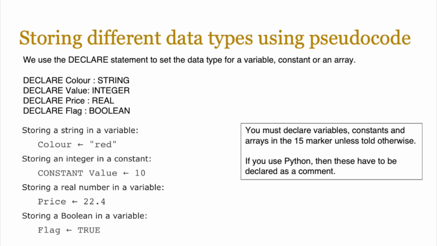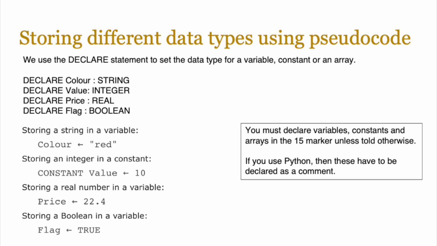Now, how do we store different data types using pseudocode? So we start by using the declare command or declare statement. So DECLARE color colon string. That means that the color variable is of string data type. DECLARE value colon integer means that the value variable has the integer data type. Once we've declared these variables, we can then assign values to it.